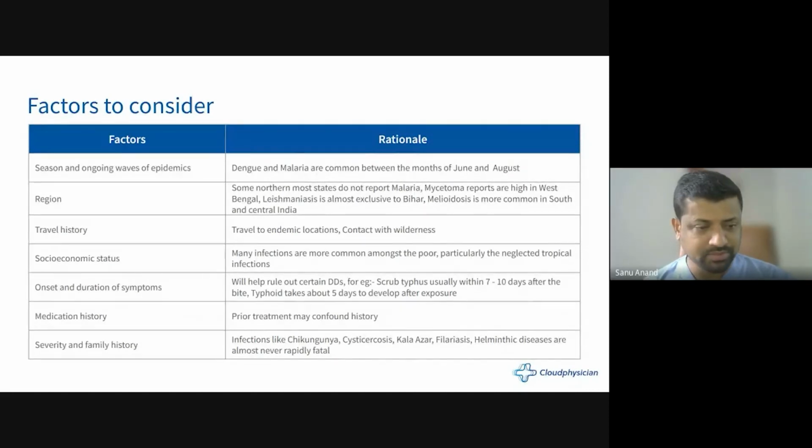It's also important to know some diseases like chikungunya, cysticercosis, kala-azar, or filariasis. There's an entire gamut of these diseases which are almost never rapidly fatal. Helminthic diseases, for example, ascariasis or a hookworm infestation, is never ever fatal. So it's important to remember this, because sometimes you may have a patient who has a complex presentation, sometimes with a presentation of abdominal sepsis, and we find one of these diseases and might actually stop searching for something else. So it's also important to know some of these diseases which are never fatal.